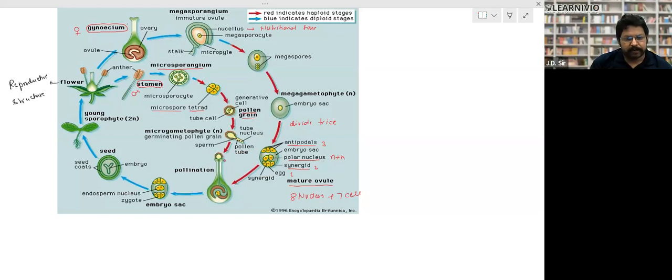This pollen grain will germinate, fusion will take place, egg and sperm will fuse, and then what will happen? Formation of the zygote will take place. Inside the seed, the zygote will convert into an embryo, right? And when the seed germinates, this embryo will germinate. That's how this is the life cycle of the angiosperm. Is that clear or not? Tell me and ask if you have any question. Then I will dictate some points.